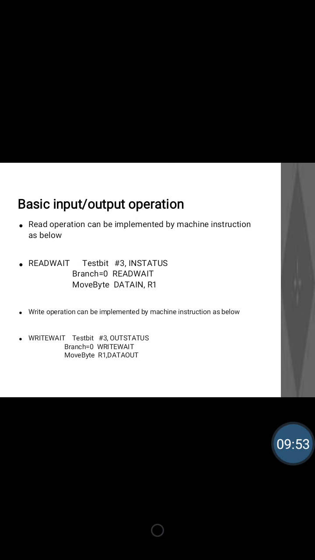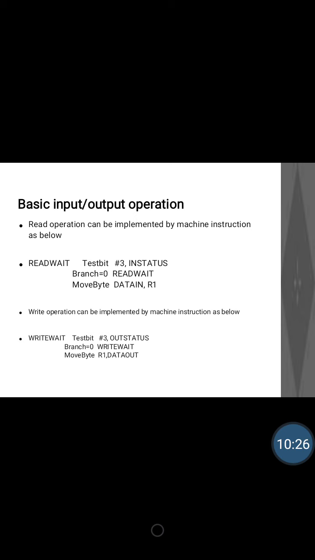Test bit: which bit does it have to test? The third bit. Whose third bit? In status. In status is a register, and the third bit of in status is nothing but SIN. Okay, it has to test that. Branch if equal to 0: if that bit is 0, it goes to read wait. If that has become 1, then move the byte of data into R1. When SIN becomes 1, what will the processor do? It will take the data from the data in register and move it to R1. Understood? Then the write operation can be done.